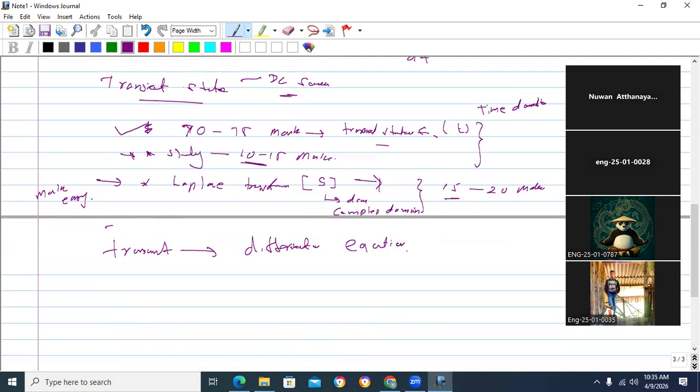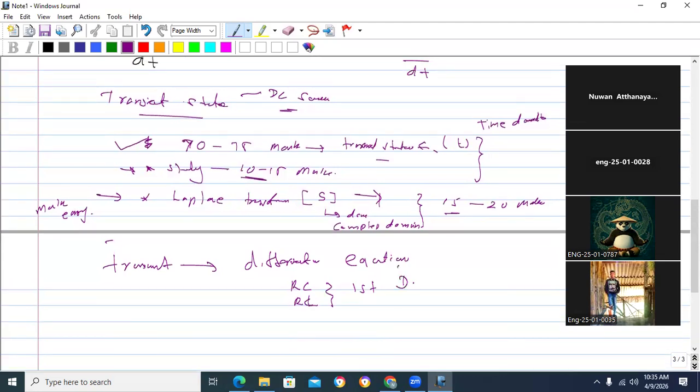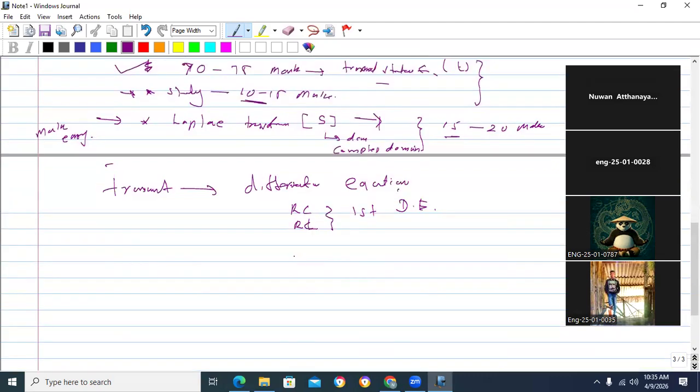Okay, differential equation. In the case of RC and RL circuits, most probably these are first order differential equations. When an RLC circuit is there, it can be a second order differential equation. So you have to deal with first order and second order differential equations.